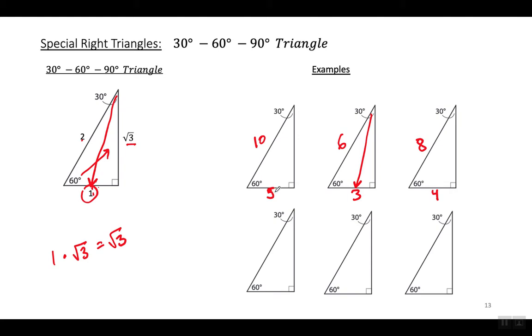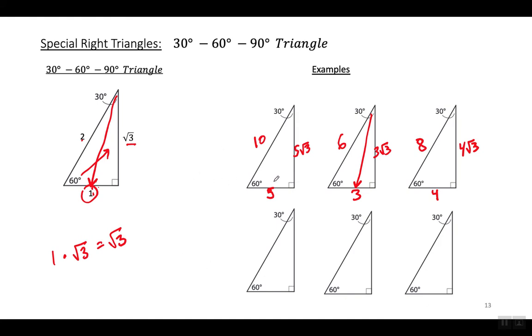So what I mean is this. If this side is 5, this side is 5 square root of 3. If this side is 3, this side is 3 square root of 3. If this side is 4, this side is 4 square root of 3. I'm using easy numbers. I'll complicate it a little bit in a second. So hopefully that makes sense, all right?